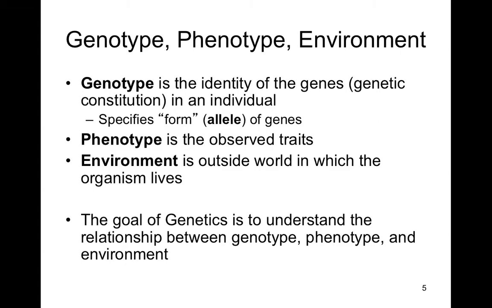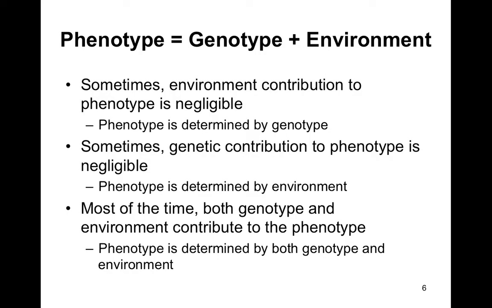Phenotype is the observed trait or traits. Environment is the world we live in, which can influence our traits. The goal of genetics is to understand the relationship among genotype, phenotype, and environment. The fundamental law of genetics is that the phenotype equals genotype plus environment. Or more precisely, an individual's traits can be explained by the contributions of genetic factors, or what gene alleles an individual possesses, plus the contribution of environmental factors, for example, what you might eat.